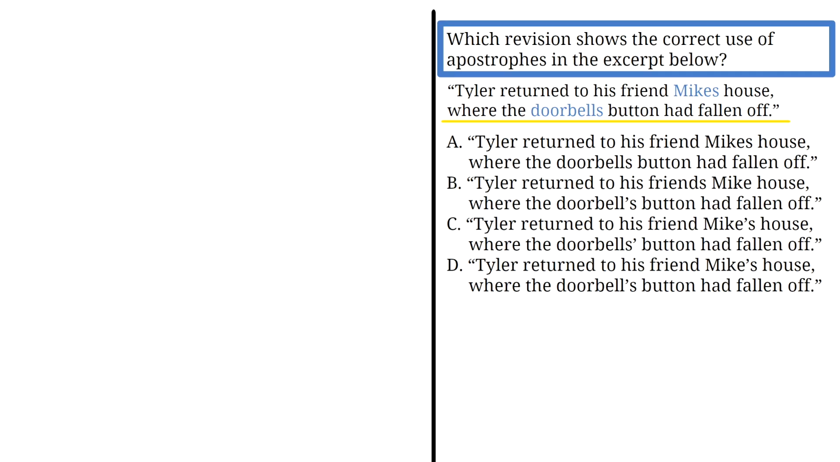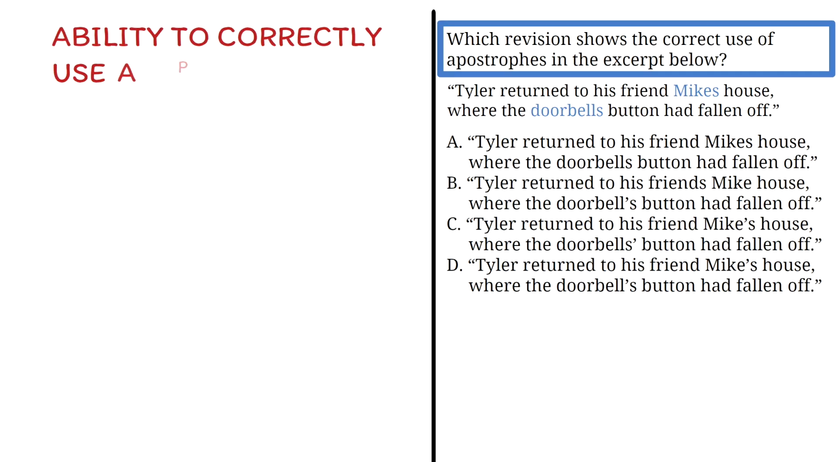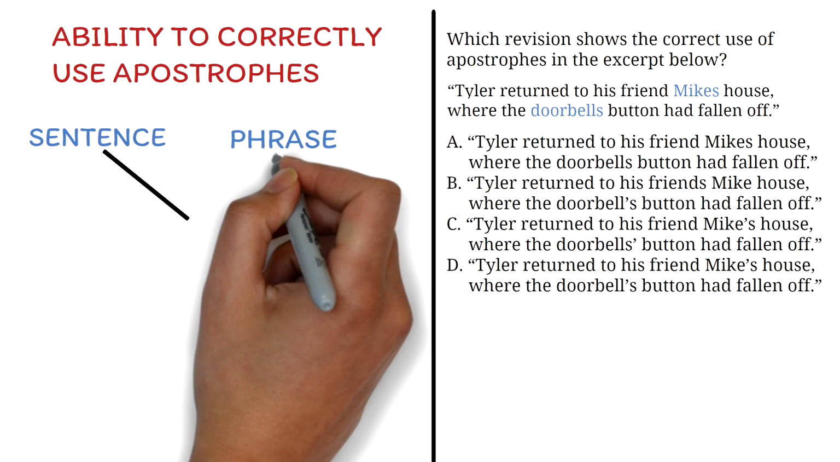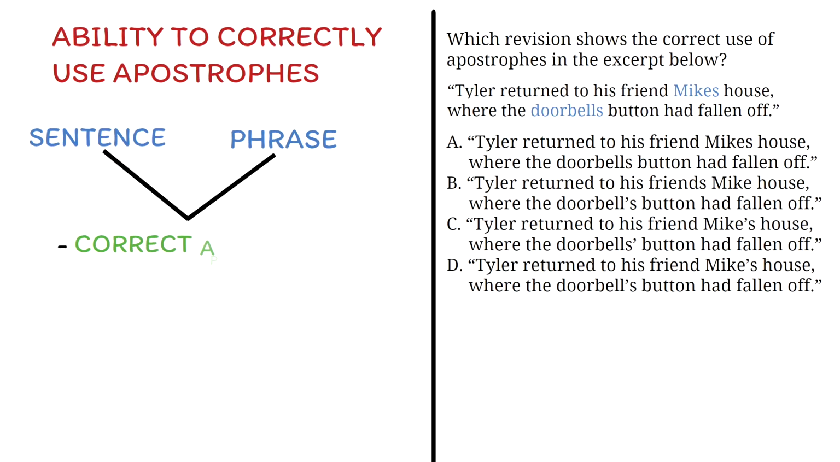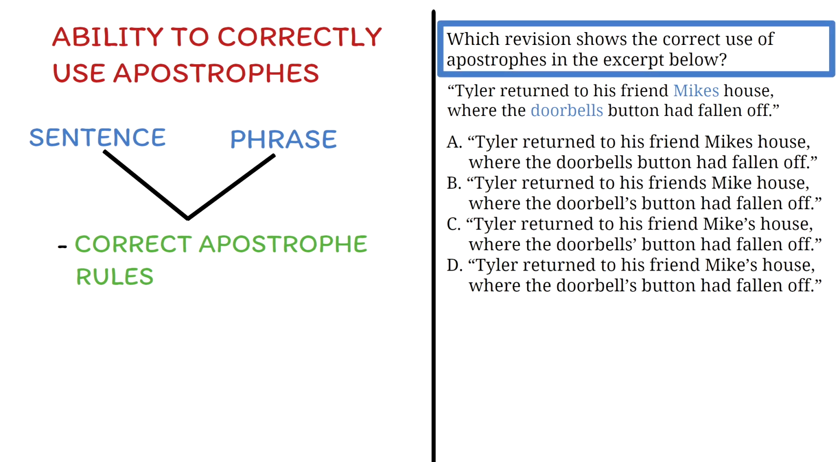This question tests your ability to correctly use apostrophes, a key skill needed to pass the GED Reasoning Through Language Arts test. Here, you'll be asked to correct a sentence or phrase by identifying and applying the appropriate apostrophe rules. Now let's take a look at the question, which revision shows the correct use of apostrophes in the excerpt below?